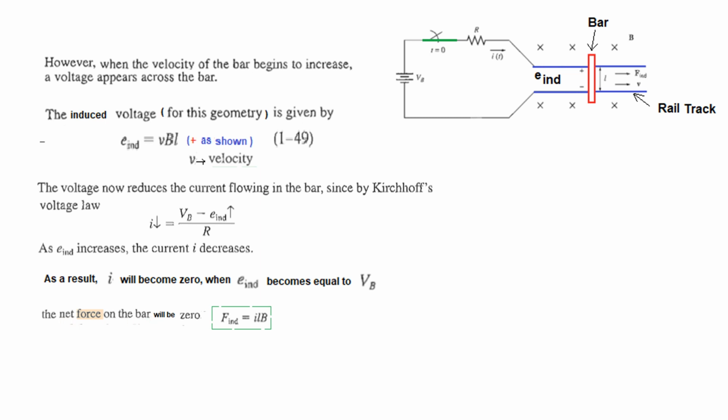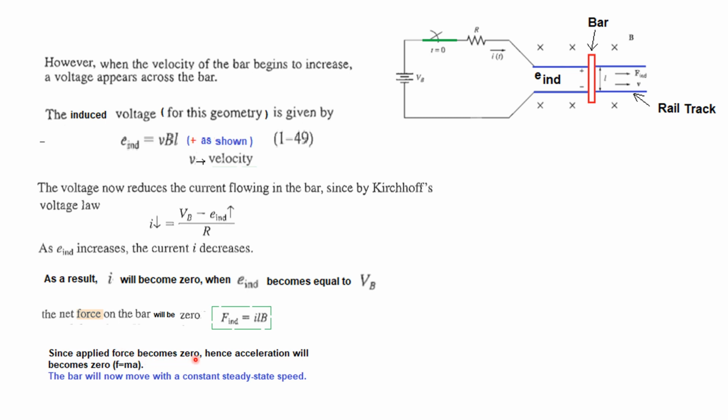So the net force on the bar will be 0, because the induced force is dependent on current, and since the current is 0, the net force on the bar will be 0. So what will happen then? Since the applied force becomes 0, there will be no acceleration, because acceleration is dependent on the force. Since the force is 0, there is no acceleration, and the bar will now move at a constant steady state speed.